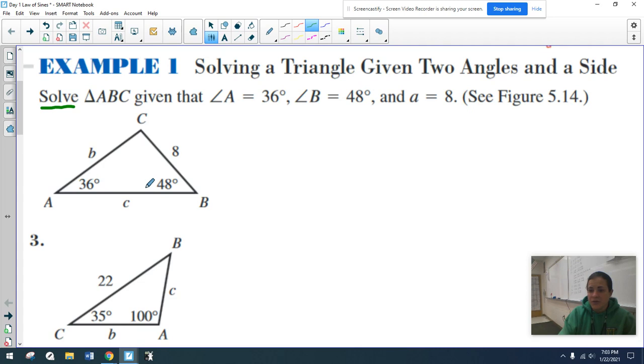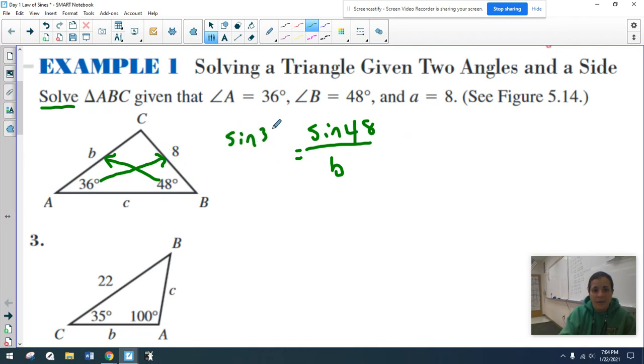So what you want to do is write that big old proportion that I showed you. So sine of 48 is going to go over top of little b. Okay, and then I've got this 36-degree angle here. So that sine of 36 is going to go over top of 8. And the last one, I've got the c's, which I'm not even going to write that fraction right now because we don't know anything. But what you could do is you could figure out angle C.